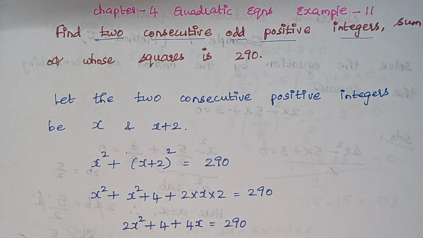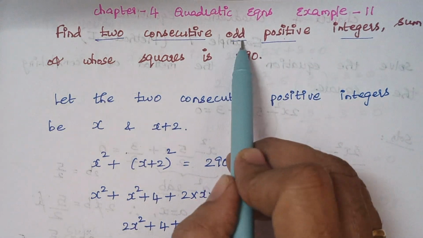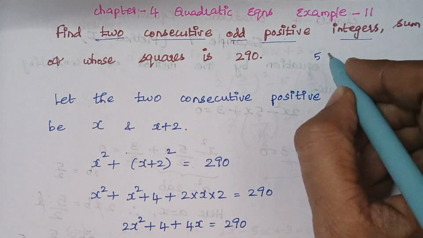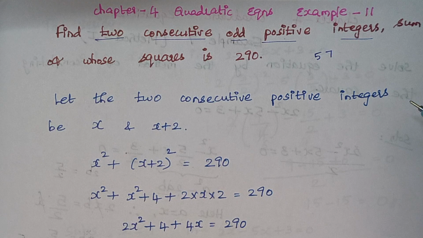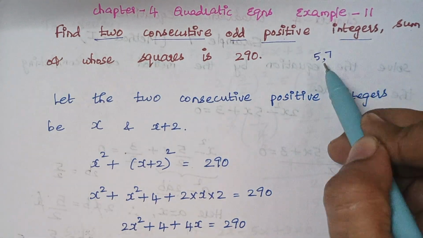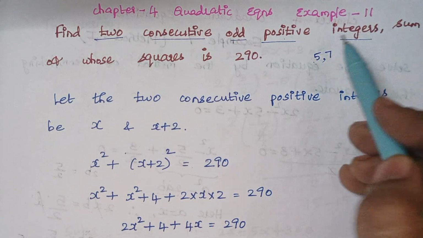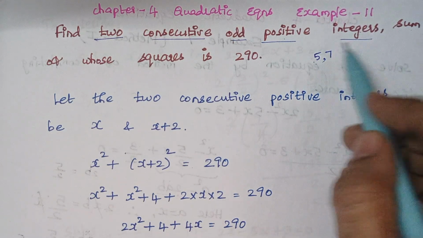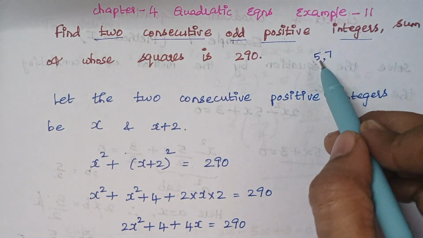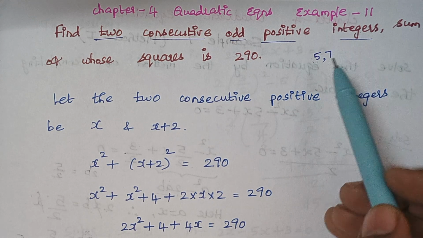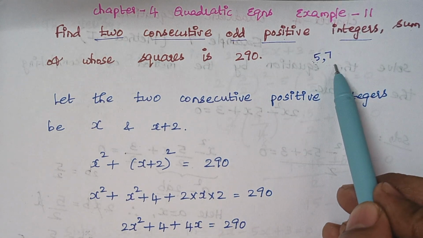For example, since here we are asked to select odd positive integers, here I am going with 5 and 7, just for an example. So 5 comma 7, these are two consecutive odd positive integers, because these two are odd numbers and they are consecutive odd numbers. The next odd number after 5 is 7. So just for example, I wrote this, right?